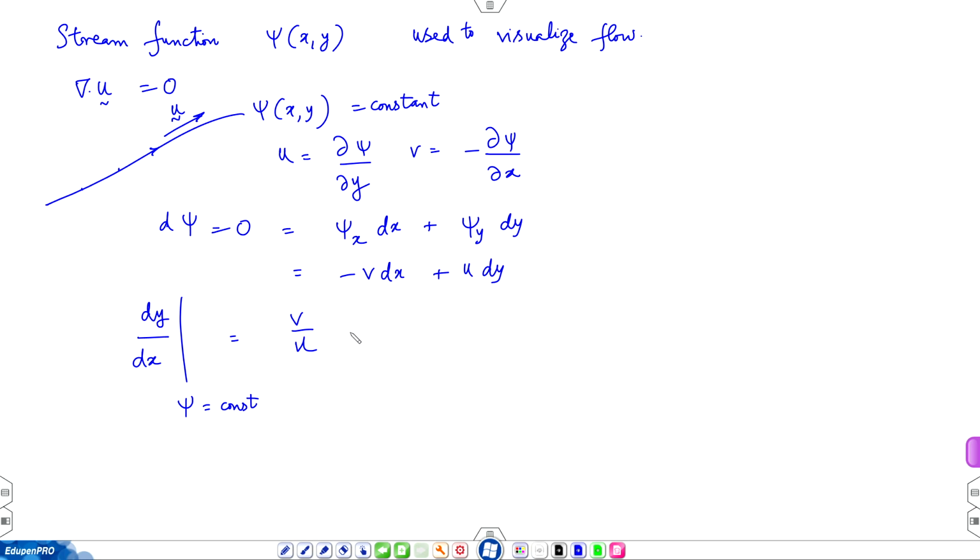So, what is the conclusion? The conclusion is on the psi line, the velocity vector is tangential to it, right, because dy dx is the slope, which is v over u. Therefore, the velocity vector is tangential to a streamline. So, if I show you a streamline, then you know a flow is going to take place along the streamline.